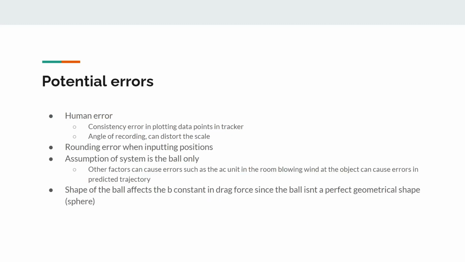Some potential errors include human error, rounding error when inputting positions, the assumption that the system is a ball only, and the shape of the ball, which affects the b constant and drag force, since the ball is not a perfect sphere.